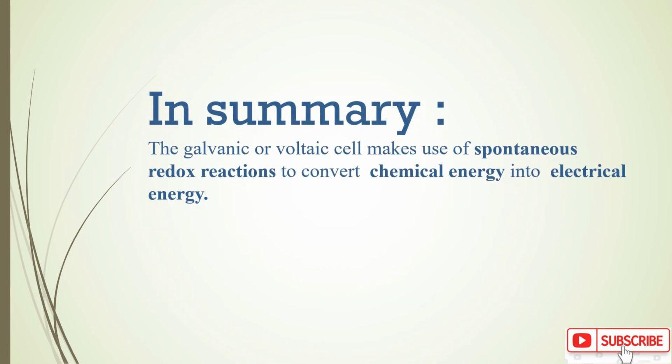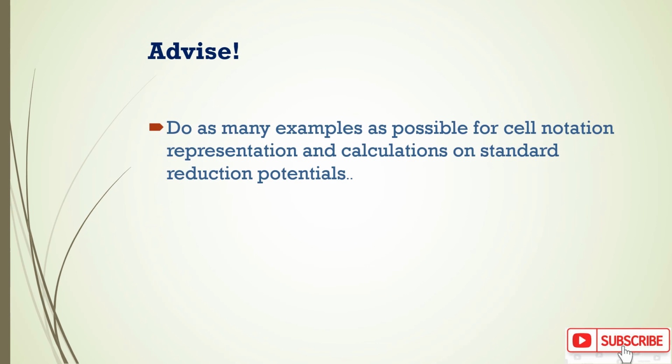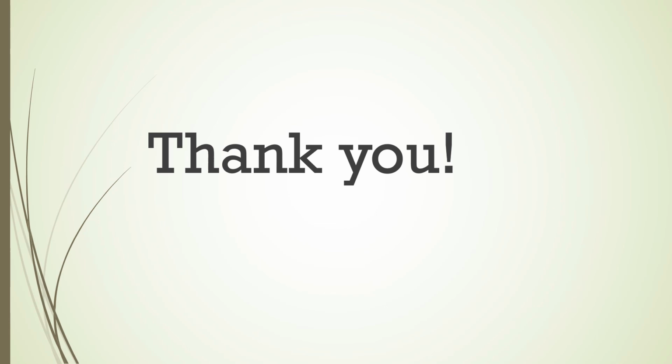In summary, the galvanic or voltaic cell makes use of spontaneous redox reactions to convert chemical energy into electrical energy. Do as many examples as possible for cell notation representation and for calculating the standard electrode potential. Enough for the day.